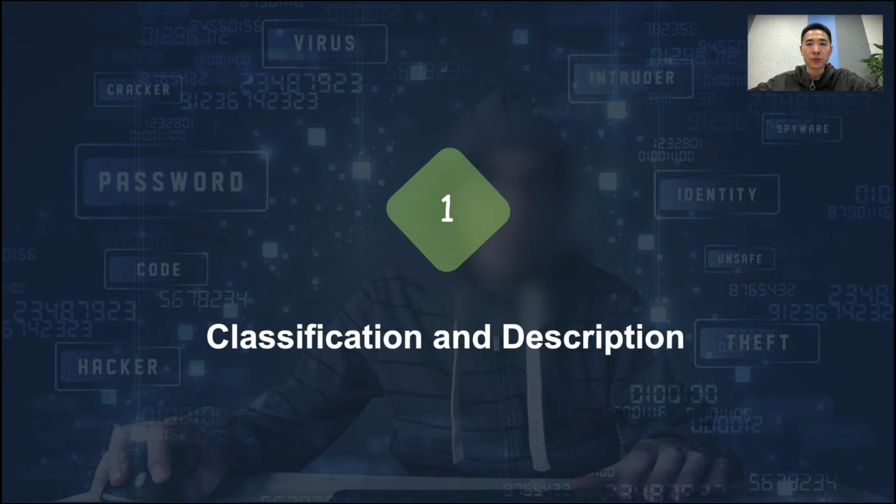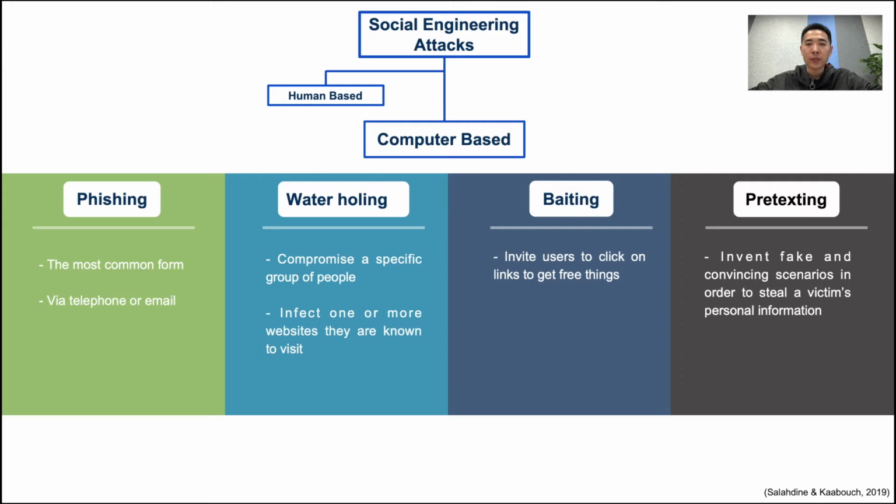Firstly, I will introduce the classification and definition. Social engineering attacks can be classified into two categories, human-based or computer-based attacks. Our presentation will focus on the computer-based attacks and explain the following four types. Their goal is to manipulate individuals to give attackers access to a system or confidential information.